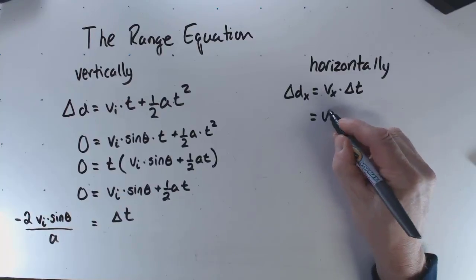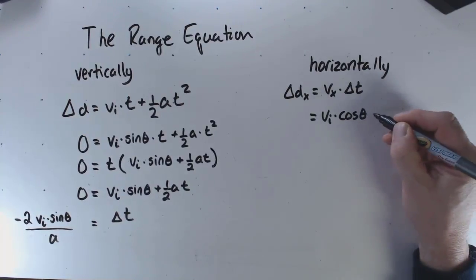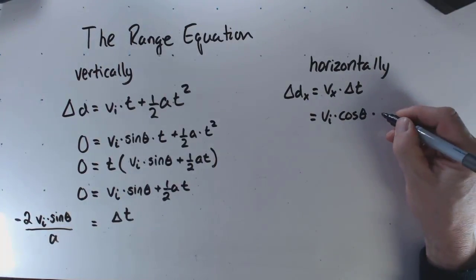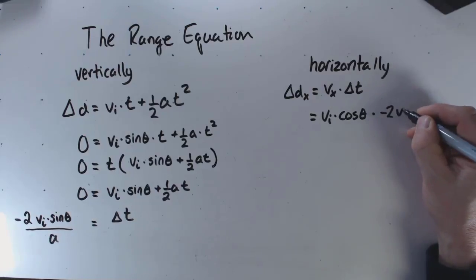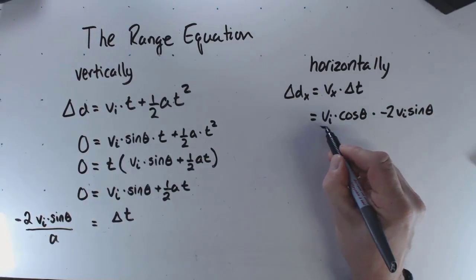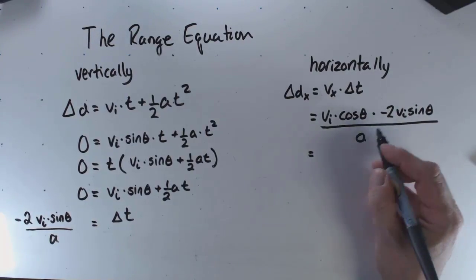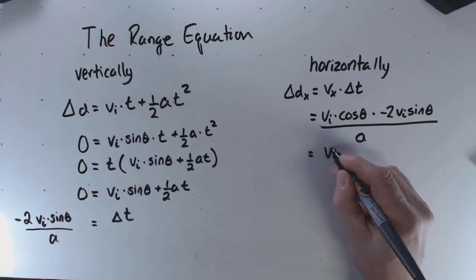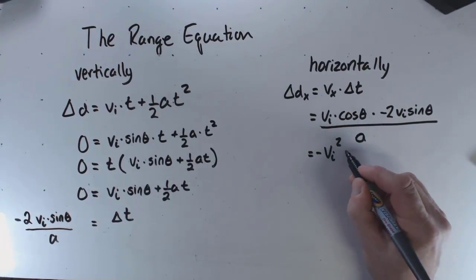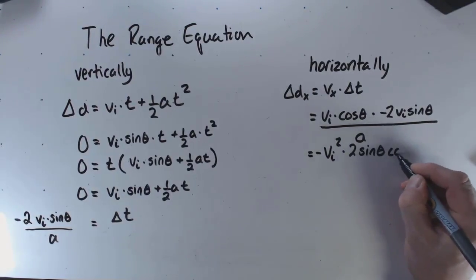And the velocity in the x direction is just the initial velocity times the cosine of whatever the angle is, and the change in time is given over here. We've calculated this, -2 vi sine theta, and this is over whatever the acceleration is. Okay, we can simplify this a little bit. This is vi squared, and I'm going to put my negative there, 2 sine theta cos theta.